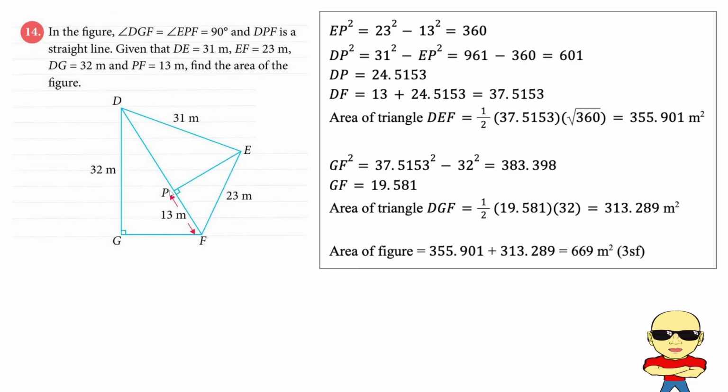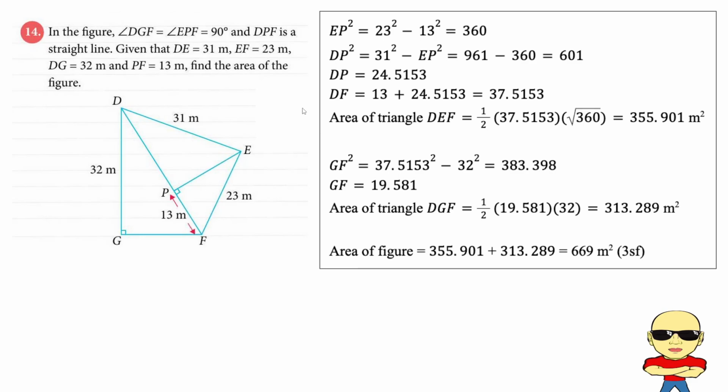So we need EP squared. EP squared can be obtained using the right angle triangle EPF. So EP squared is 23 squared minus 13 squared, which is 360. That means now we can find DP, because DP squared plus EP squared is 31 squared. So DP squared is 31 squared minus EP squared, which gives us 601. Square root that, we find our DP.